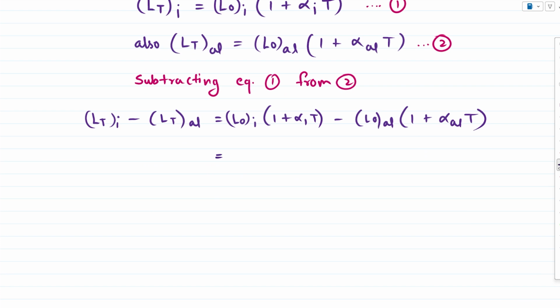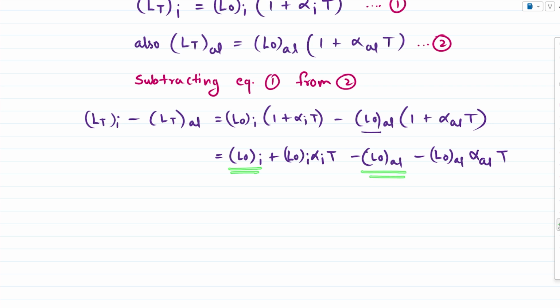So L naught of I times 1 gives us L naught of I plus L naught of I into alpha of I times T gives us L naught of I alpha of I into T. Similarly, minus L naught of AL into 1 gives us minus L naught of AL, and minus L naught of AL times alpha AL T gives us minus L naught of AL alpha of AL times temperature T. Now let's focus on this term and bring them together. So let me make a small bracket.